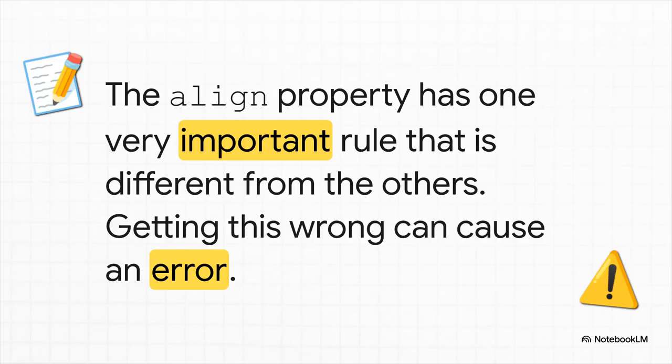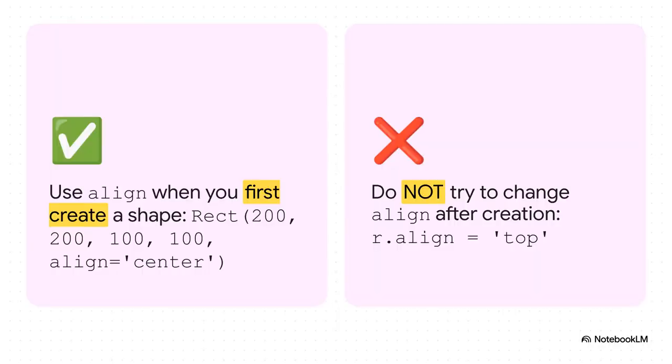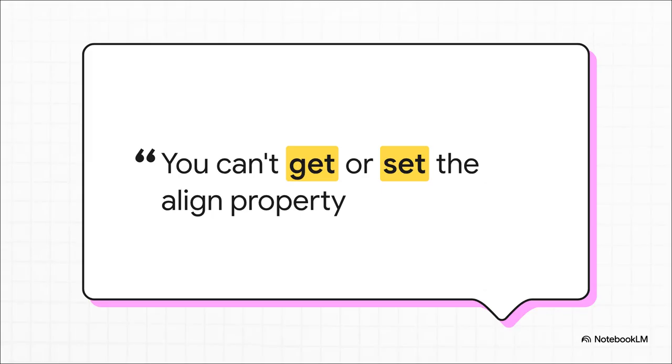Okay, listen up because this is a pro tip that will save you a ton of headaches later. That align property we mentioned, the one that decides how a shape is positioned relative to its coordinates, it doesn't play by the same rules as the others. Here's the deal. You have to set the alignment when you first create the shape. It's part of its blueprint. Think of it like the foundation of a house. You can't just decide to move it later without tearing the whole thing down and starting over. And if you forget that rule and try to change the alignment after it's been made, your program is going to stop and give you this exact error message. So if you ever see this, you'll know exactly what you did wrong.